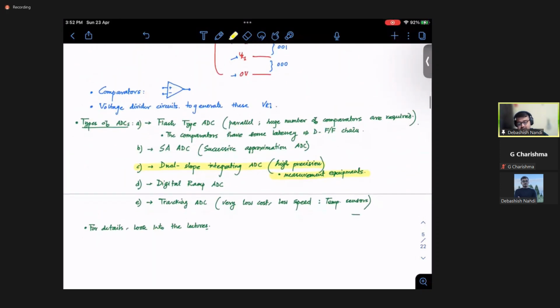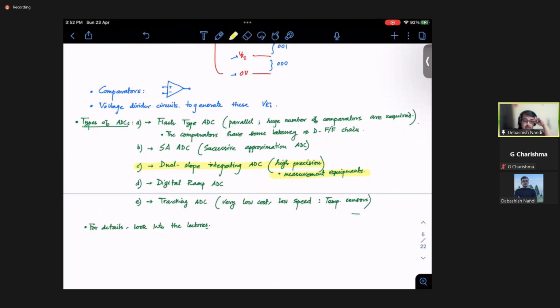Here we have mentioned that flash type ADCs provide you parallel output, that means all the bits come at the same time. Successive approximation ADC provides you a sequential output, so until all the bits have arrived, you cannot consider the conversion done. Then we have named the dual slope integrating type ADC. This is used for high precision, so it is mainly used in measuring equipment.